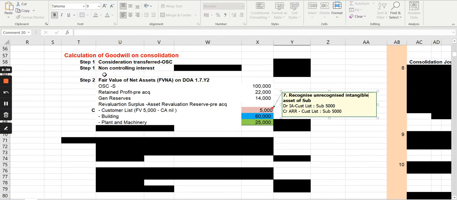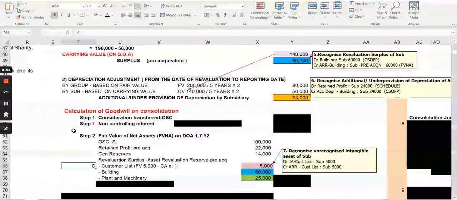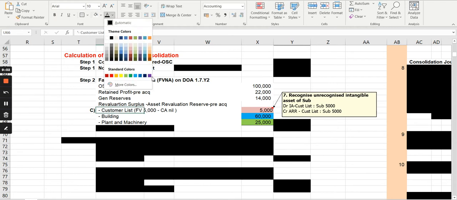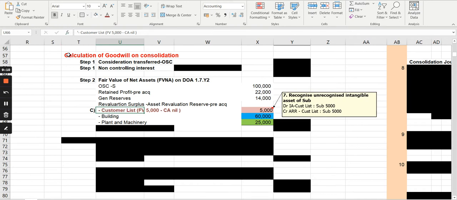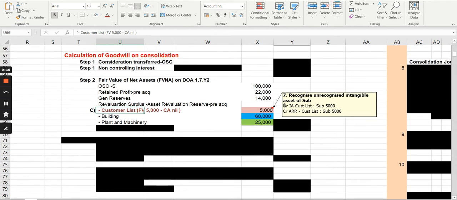Okay, so that was to put into the fair value of net asset, or I put here FVNA. So step one now is we are done with the revaluation. I put CYC because A was on machine, B was on building, so this is C, where C is on the customer list, with a different color. Okay, that was the one that you have. I have put the workings also there. So now is to do the next step, which is to proceed with the preparation.